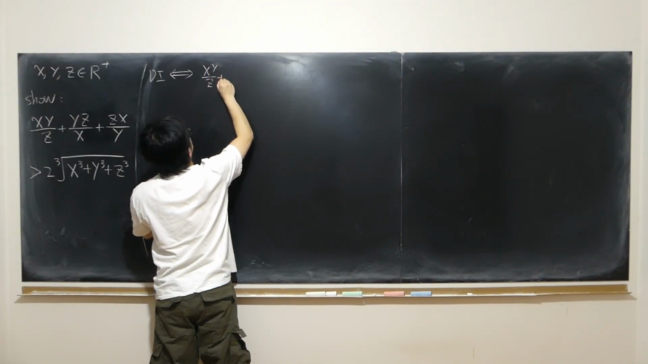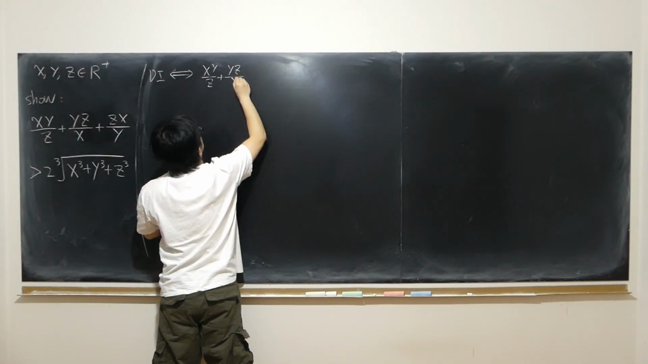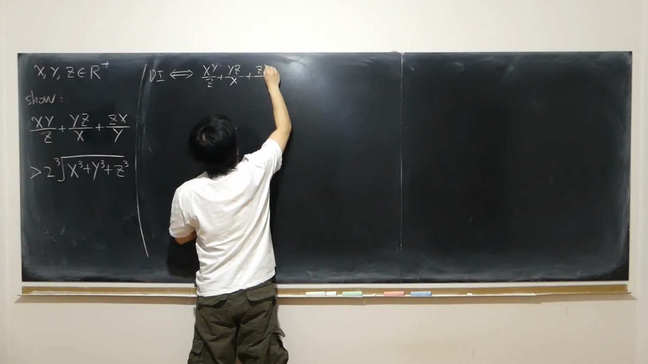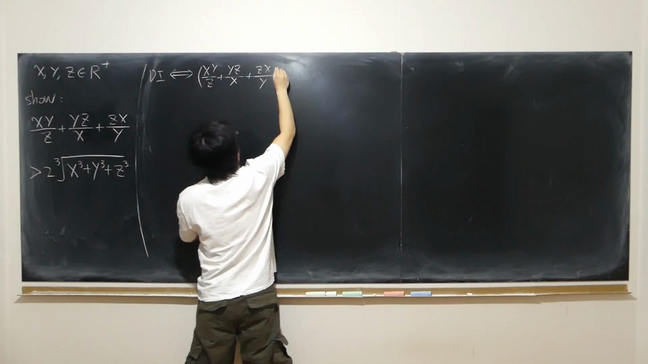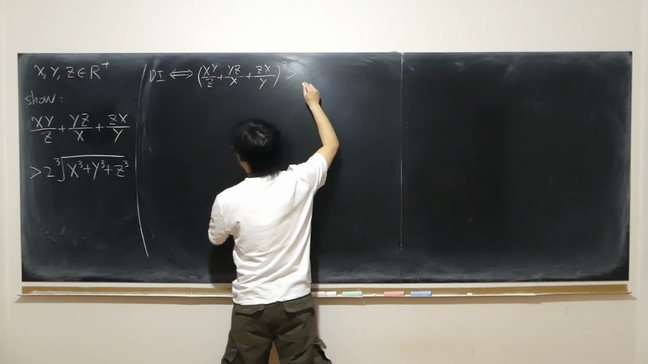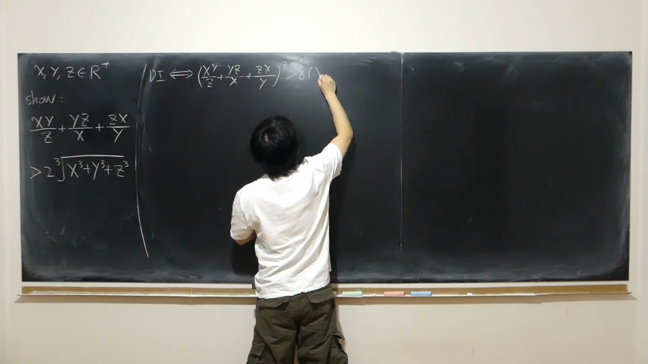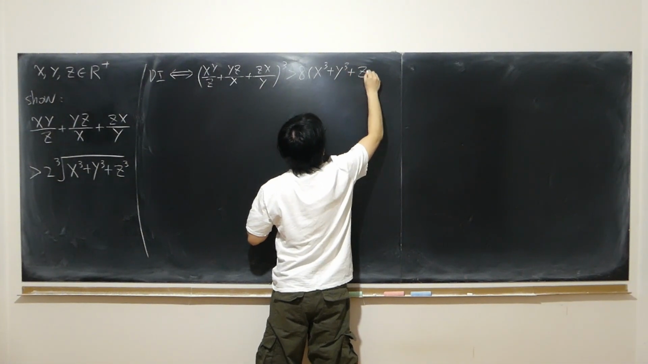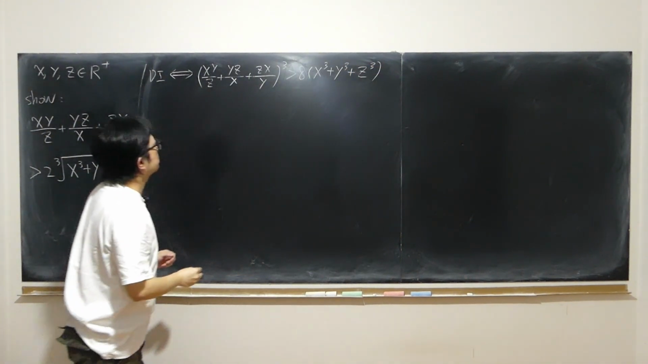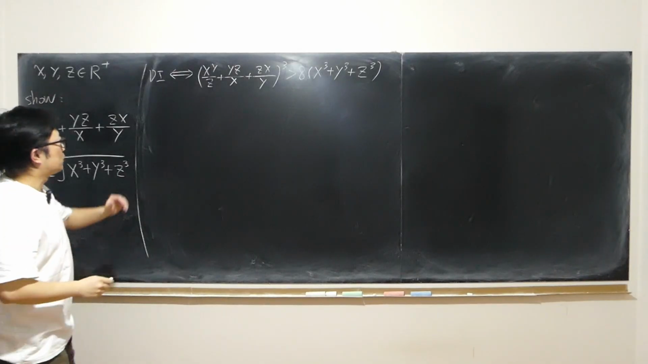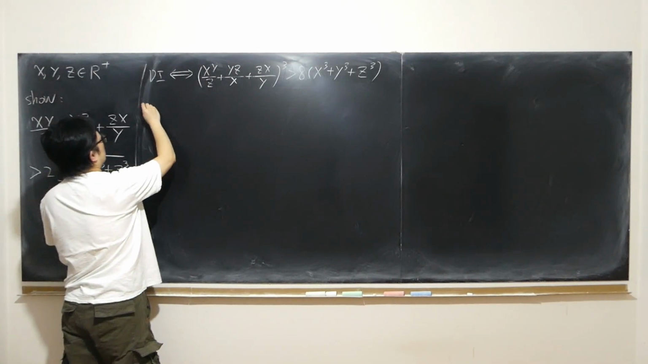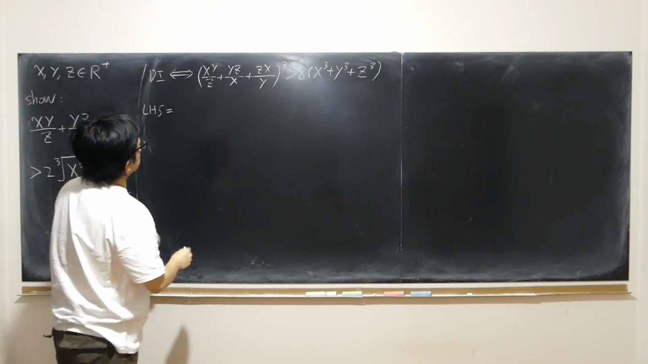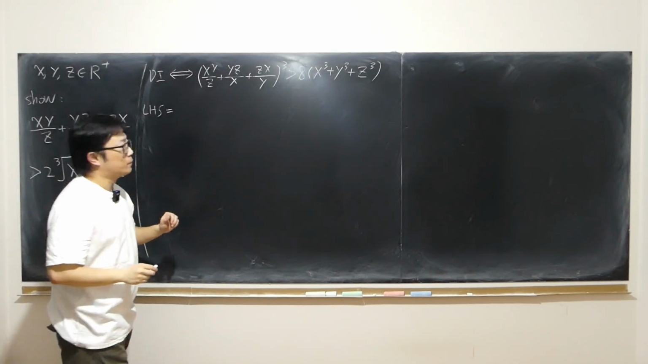xy over z plus yz over x plus zx over y, cubed, is greater than 8 times x cubed plus y cubed plus z cubed. And here the left-hand side is equal to, applying the standard binomial expansion.